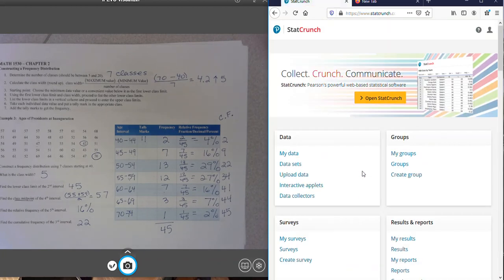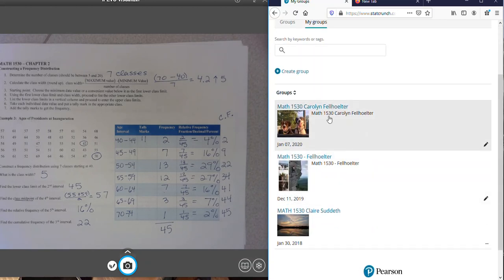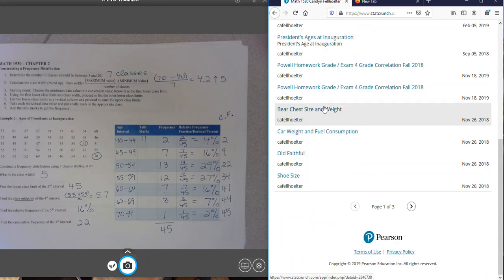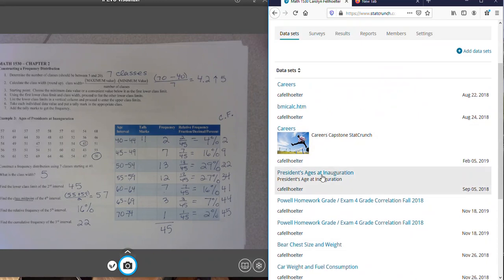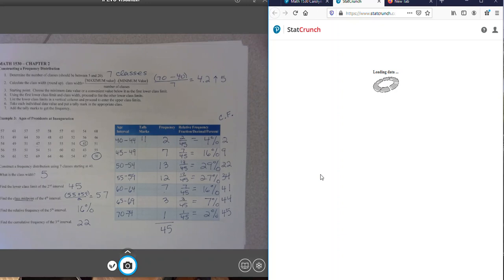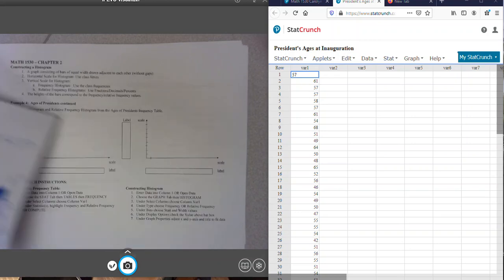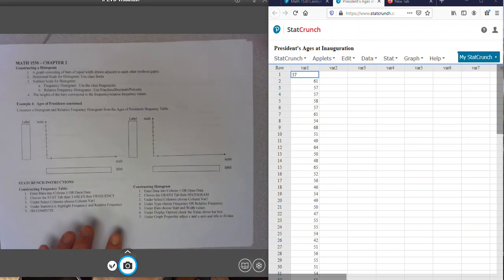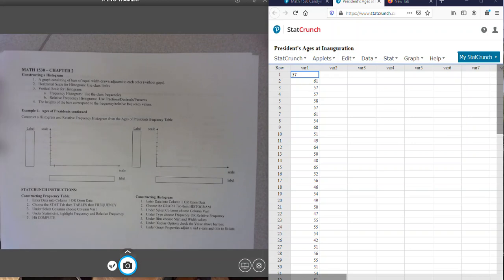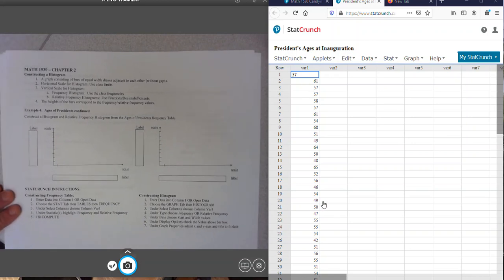I already have this data set loaded for you in your groups. So go to your groups, and this is the group that you joined, and you should see President's age at inauguration. So here is all that data, and I'm going to show you how easy it is to create a frequency chart out of StatCrunch. So I've got the StatCrunch instructions here at the bottom, but I'm going to just let you see how we do this. So we've got our data already entered here.